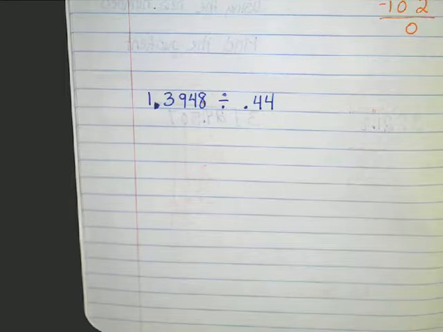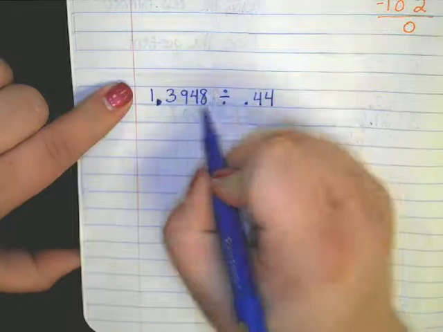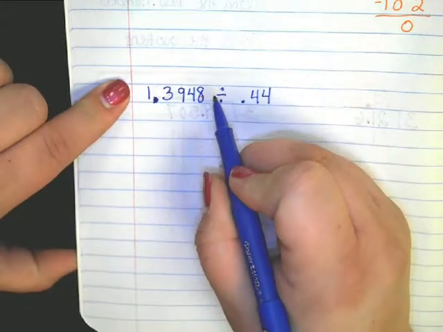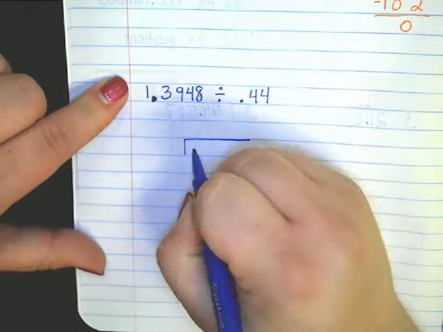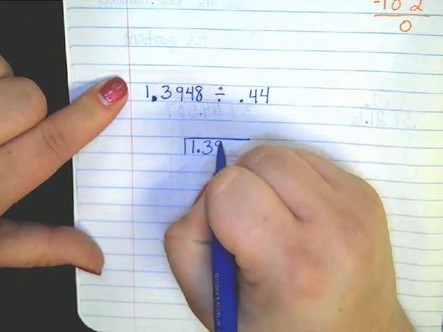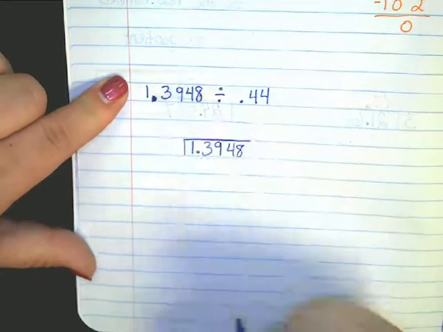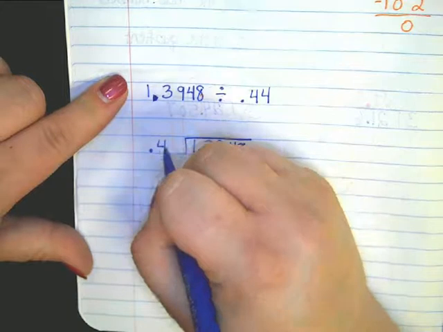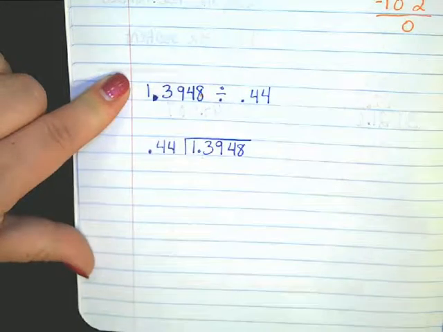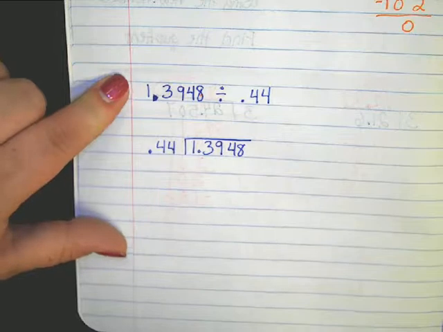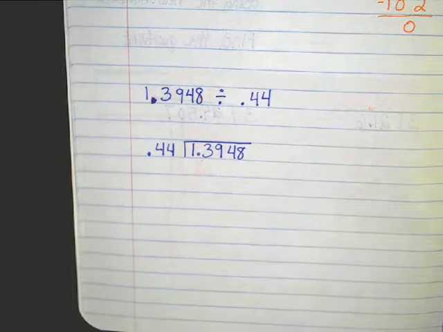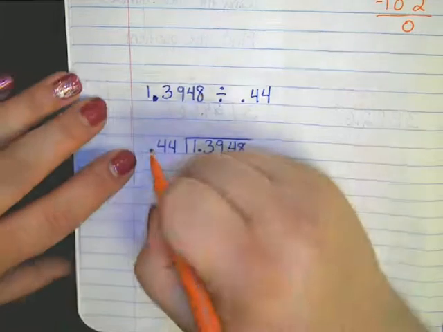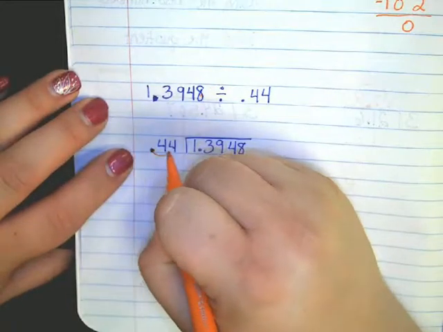So I've got 1.3948 and 0.44 goes on the outside. You move the decimal 2 times. Why am I moving it 2 times? Because yours is in the back. There's 2 numbers behind the decimals. I'm taking this decimal, moving it 1, 2. So how many times do I move this decimal? 2 times. 1, 2.